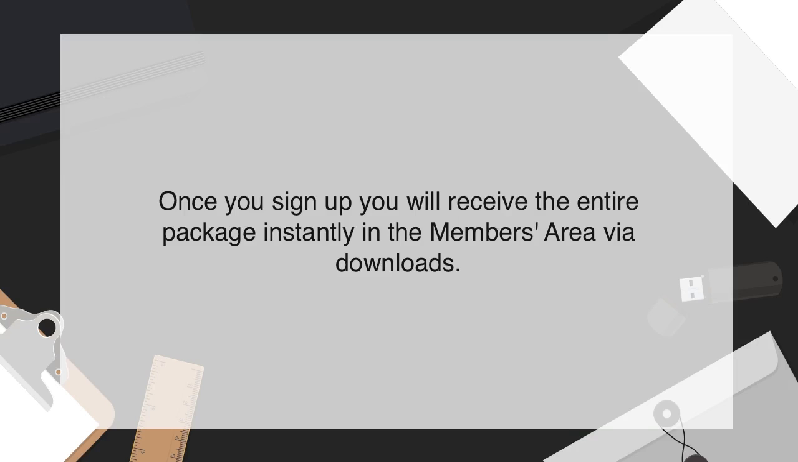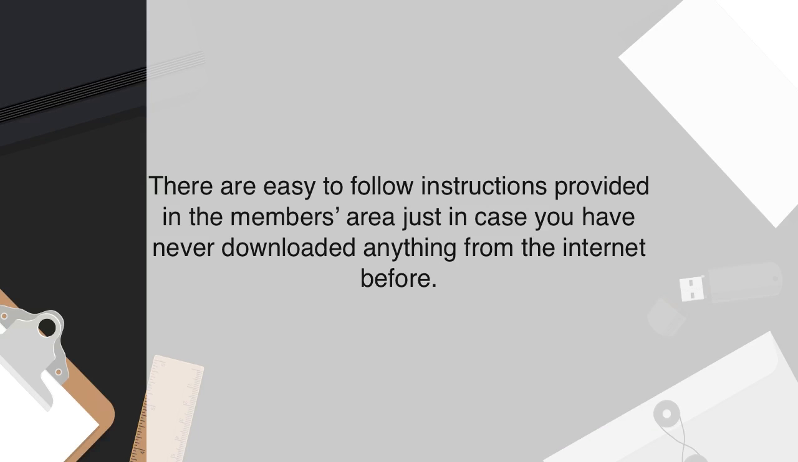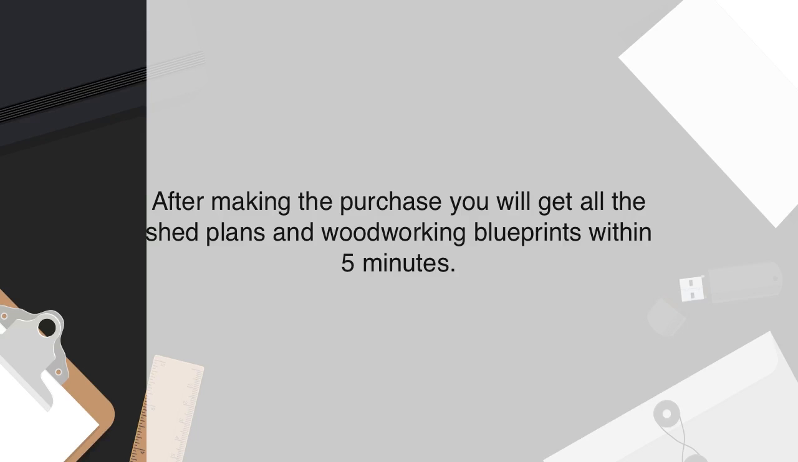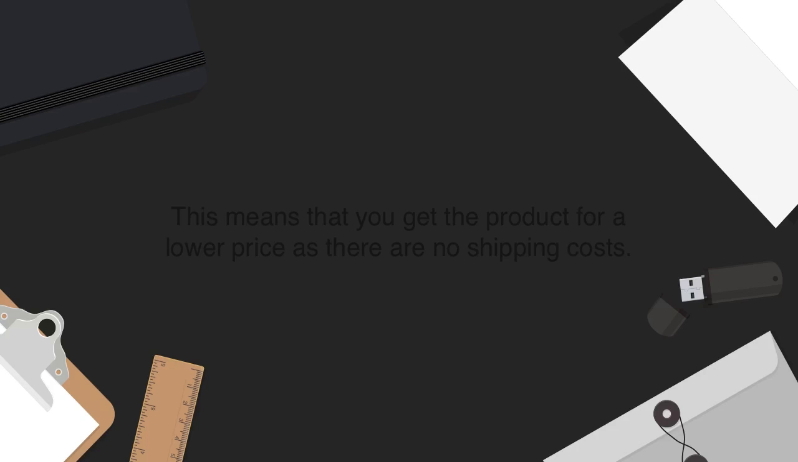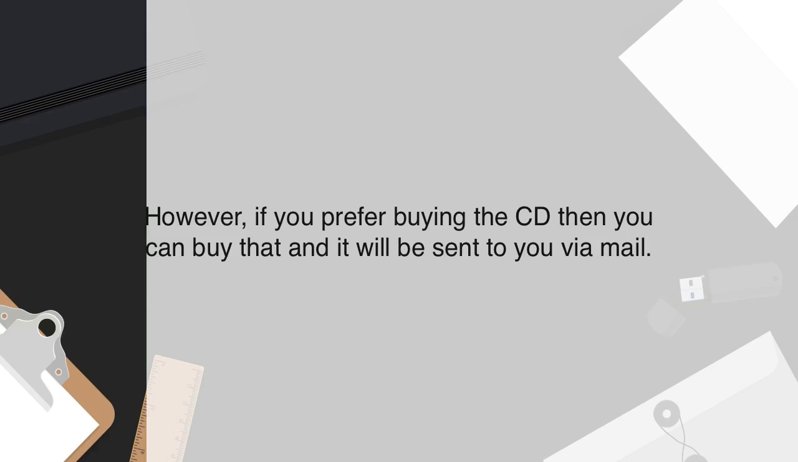Once you sign up, you will receive the entire package instantly in the members area via downloads. There are easy to follow instructions provided in the members area just in case you have never downloaded anything from the internet before. After making the purchase, you will get all the shed plans and woodworking blueprints within 5 minutes. This means that you get the product for a lower price as there are no shipping costs. However, if you prefer buying the CD, then you can buy that and it will be sent to you via mail.